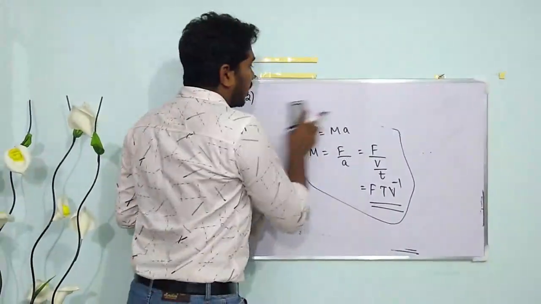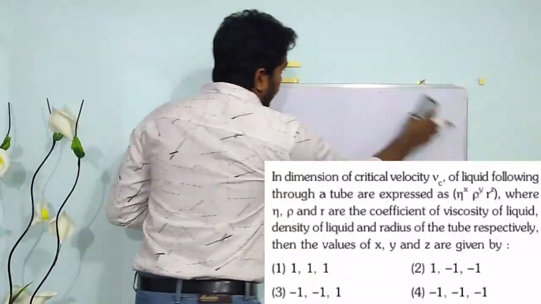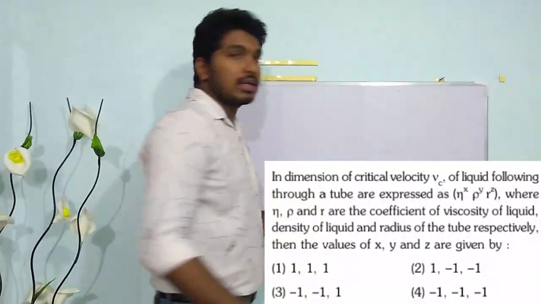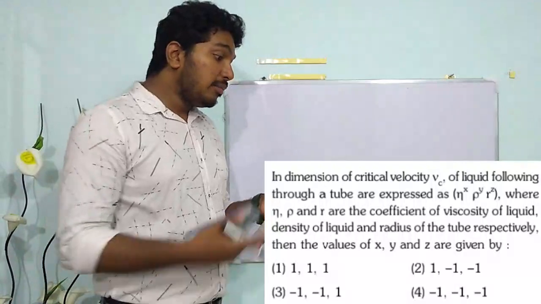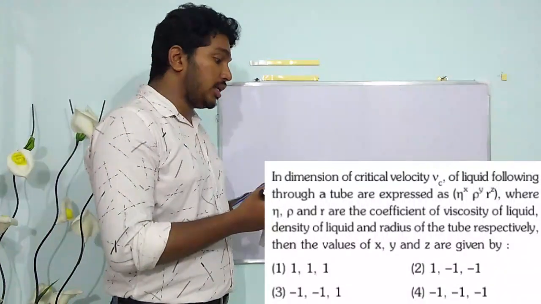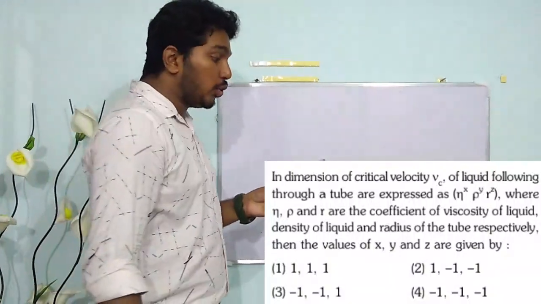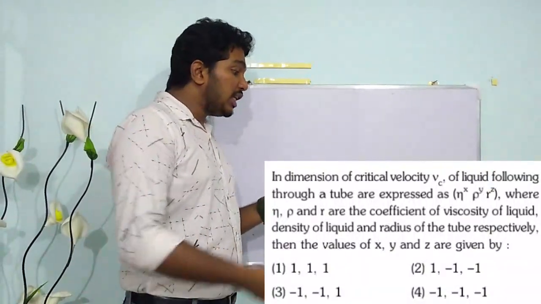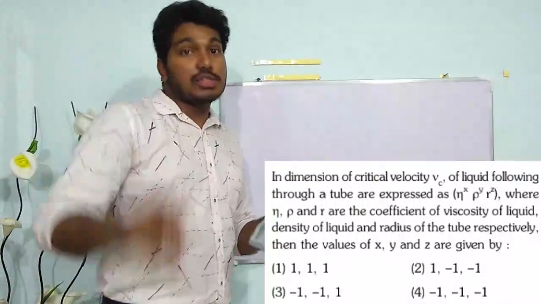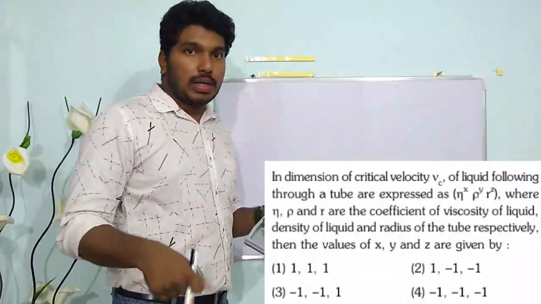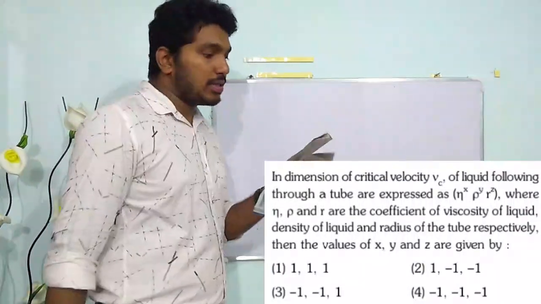Okay, and you can read the next question on the screen. So the third question is, the dimensions of critical velocity vc of a liquid flowing through a tube are expressed as eta raised to x, rho raised to y, r raised to z. What is this eta value? It is actually the coefficient of viscosity, rho is the density of the liquid. And what is r given there? R is the radius of the tube respectively.